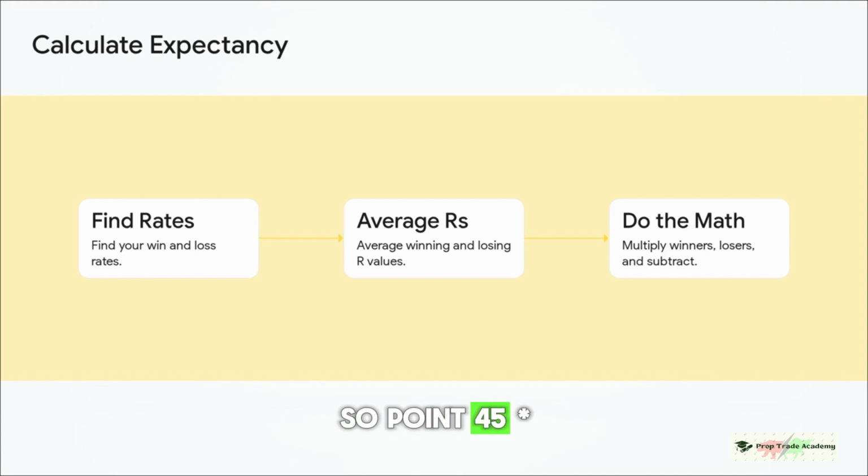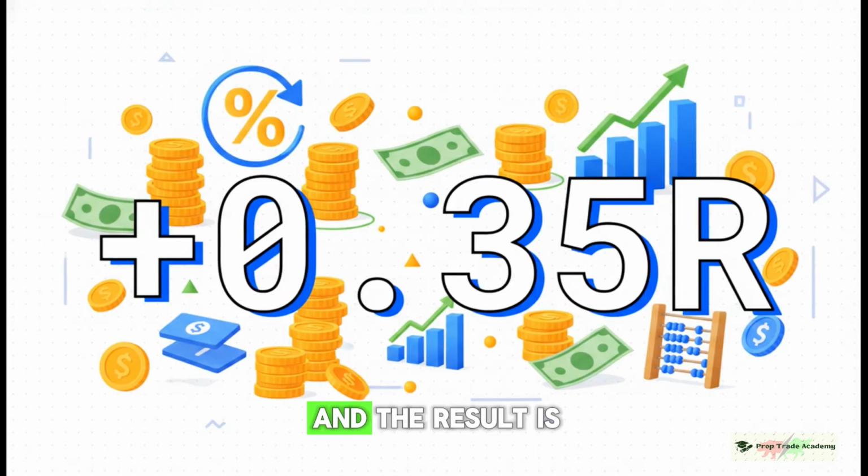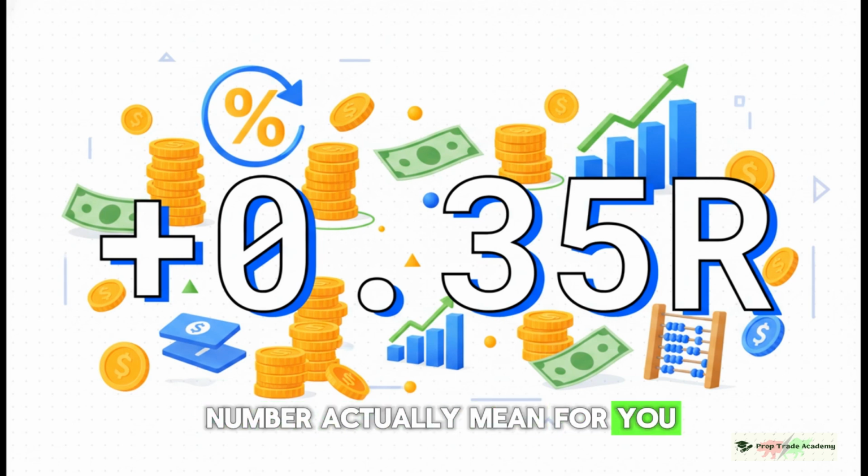So 0.45 times 2R gives us 0.90R. Then 0.55 times 1R gives us 0.55R. Finally, we subtract 0.55 from 0.90. And the result is a positive 0.35R. But what does this number actually mean for you in the real world?